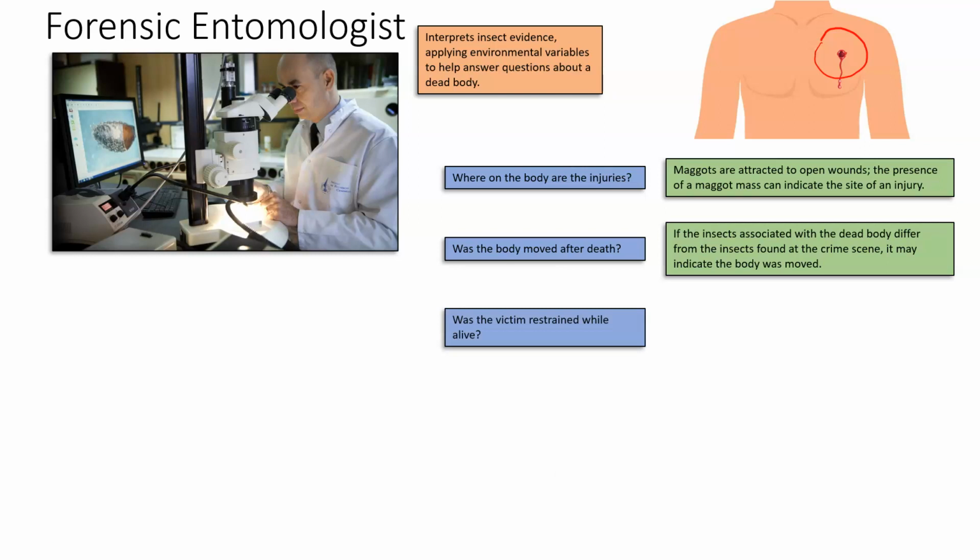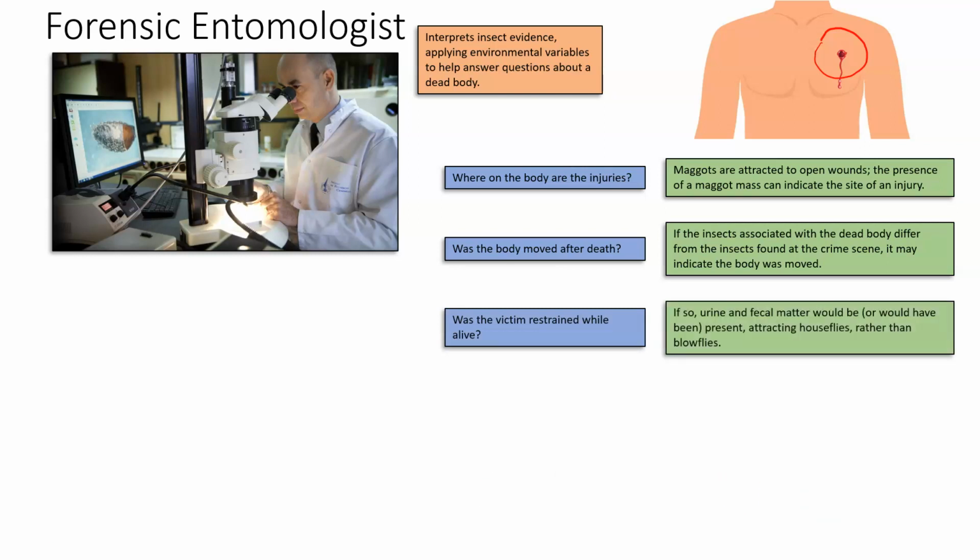Was the victim restrained while alive? If the victim was restrained and kept restrained for a while, it could indicate that urine and fecal matter would have and should have been deposited on the body or present on the body. And so the presence of urine and fecal matter will actually attract houseflies rather than blowflies. Blowflies, as we've talked about, are the types of flies that are going to be eating flesh, whereas houseflies are not flesh eaters. They are attracted to feces. And so if we had houseflies on the lower half of an individual's body, it could indicate that the victim was restrained for a while before death.